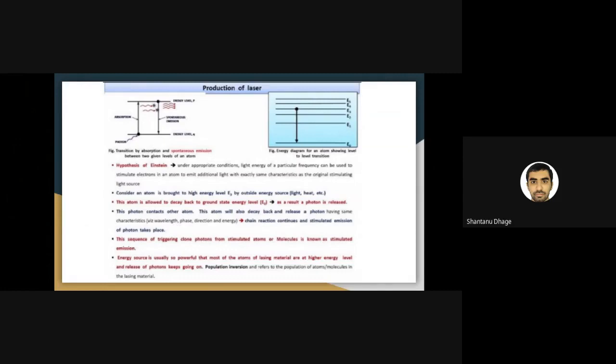And as a result of this, you will have a large amount of photons in the lasing medium, and this sequence of triggering clone photons from stimulated atoms or molecules is known as stimulated emission.